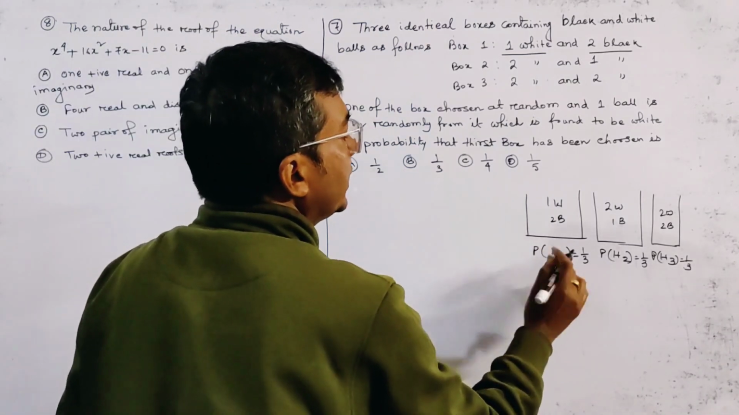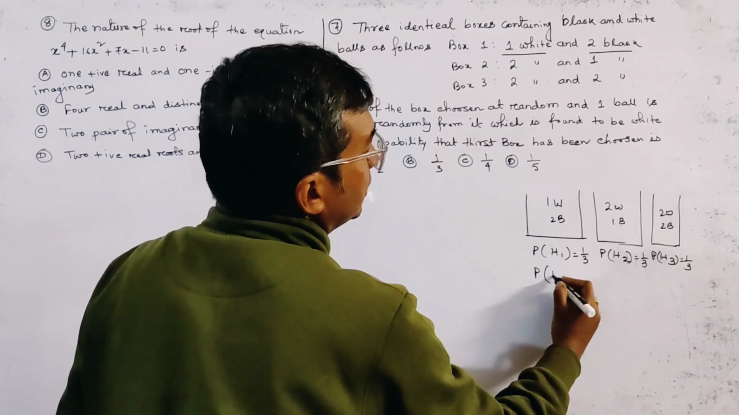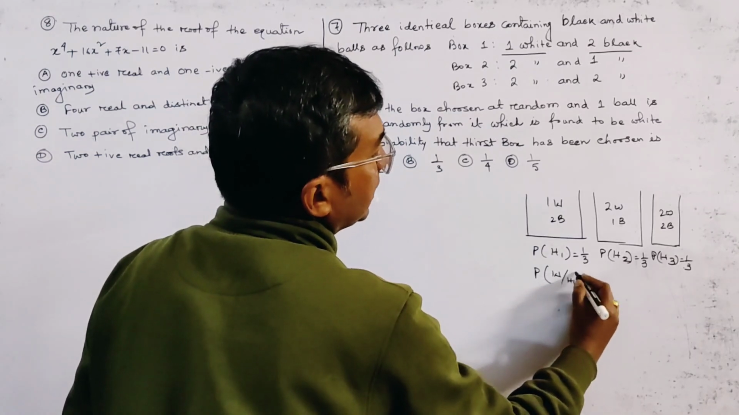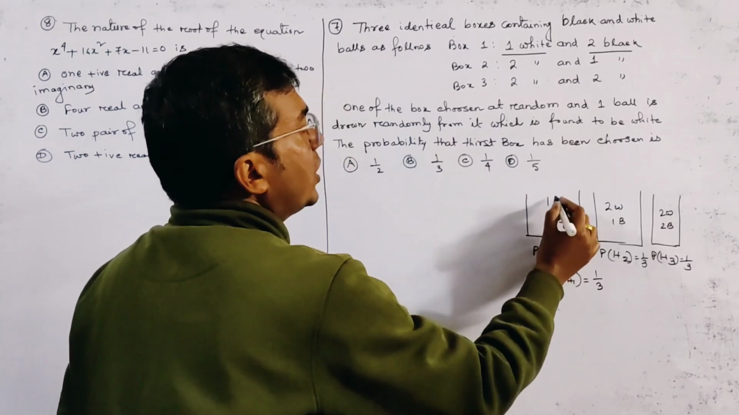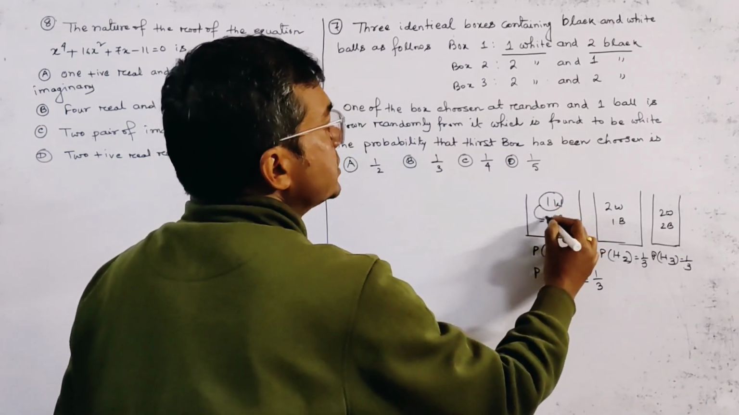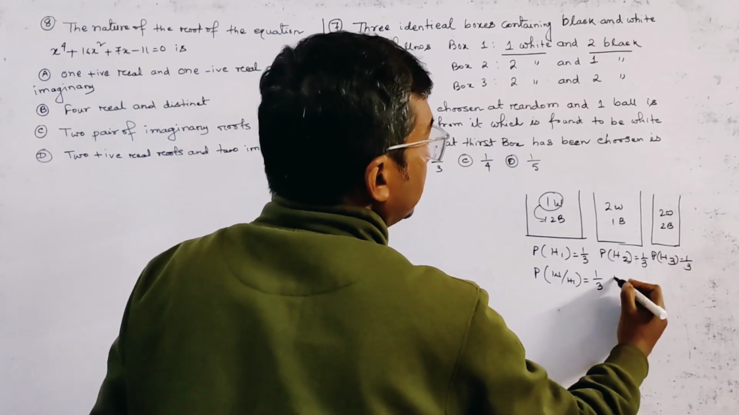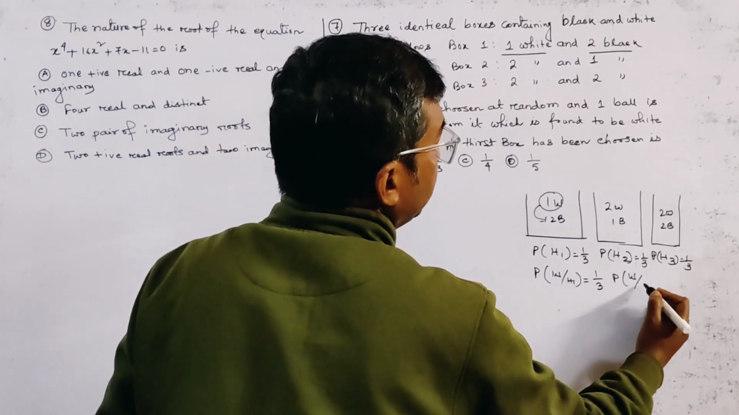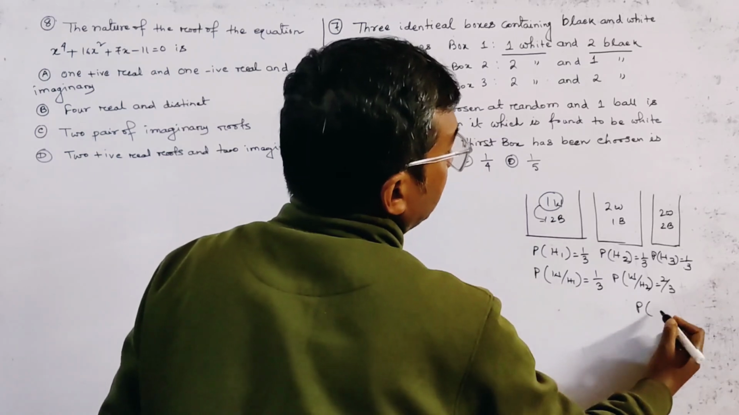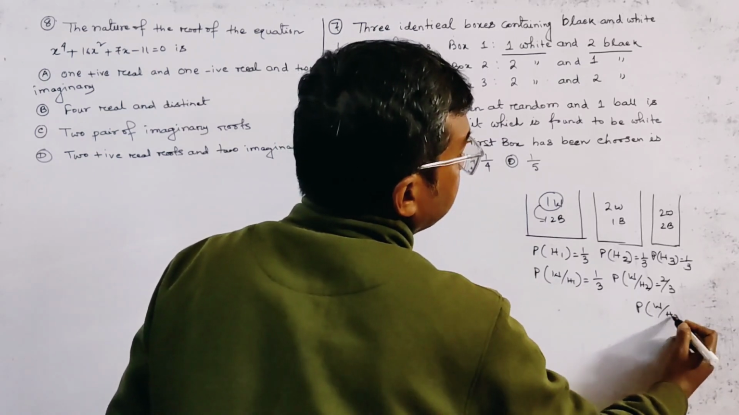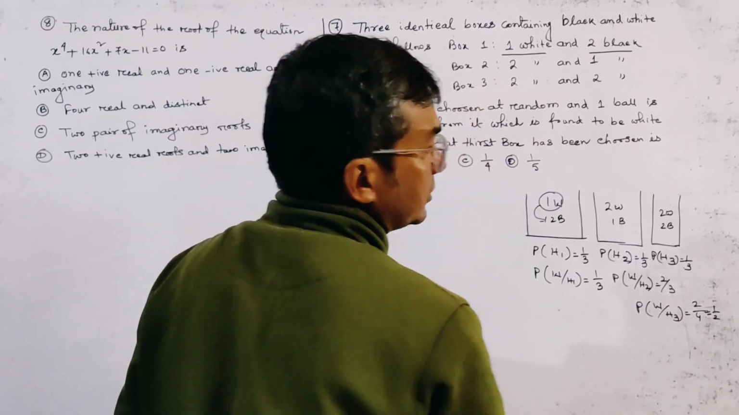So from here, if we choose the first box, then probability of W given H1 is clearly 1/3, because 1 white ball and total number of balls is 3. And similarly from the second box, P of W given H2 is 2/3, and P of W given H3 is clearly 2/4, this is half.